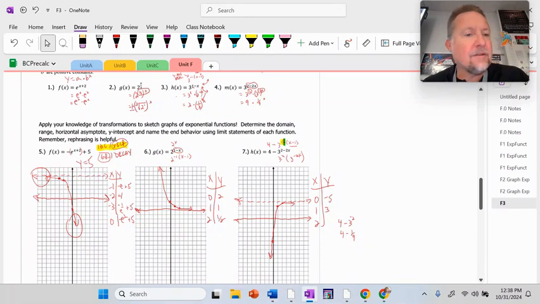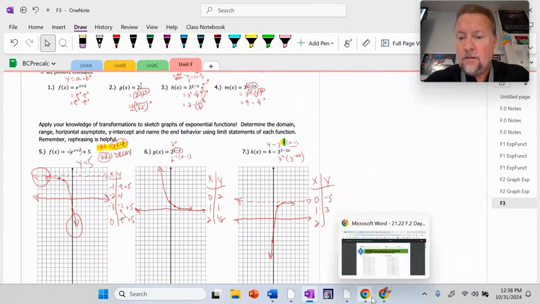Limit statements, horizontal asymptote, y-intercept, range, domain. It's all pretty easy. Okay.